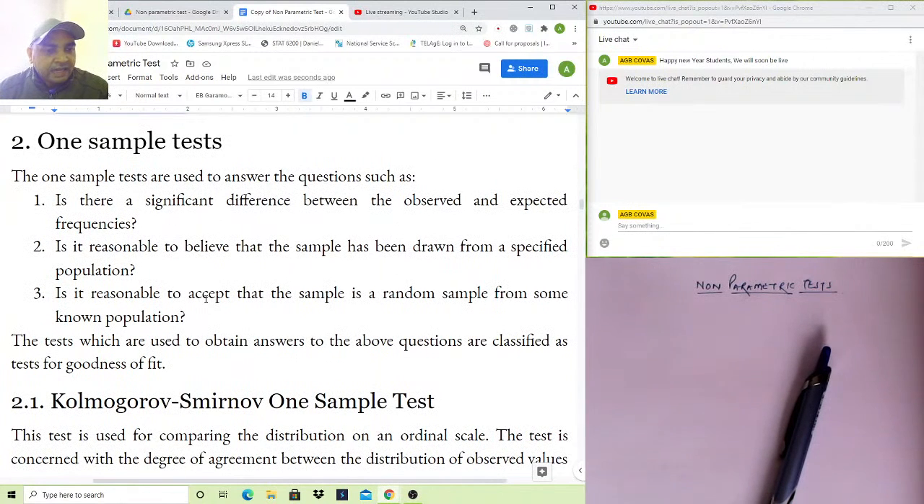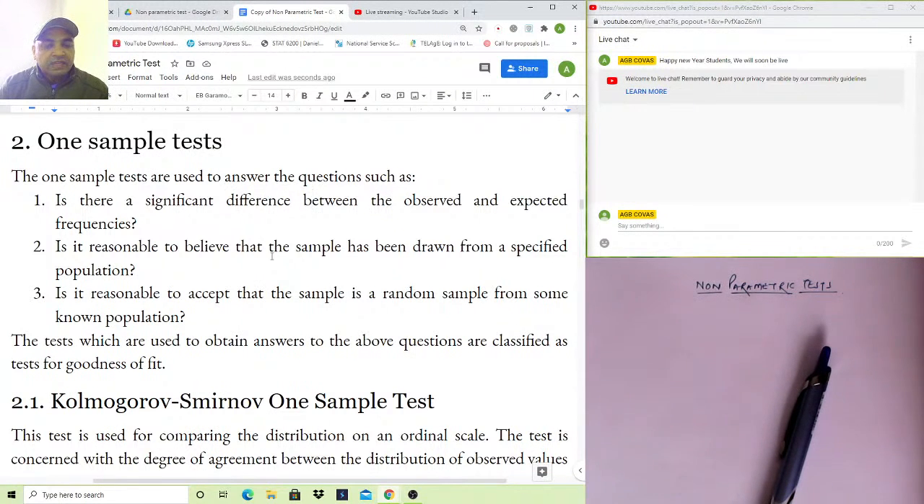The one-sample tests are used to answer questions such as, is there a significant difference between the observed and expected frequencies? Is it reasonable to believe that a sample has been drawn from a specified population? That is, you are comparing the distribution of the sample with that of the population. Then, is it reasonable to accept that the sample is a random sample from some known population? That is, whether the sample you have taken is random or has been deliberately taken from particular respondents.